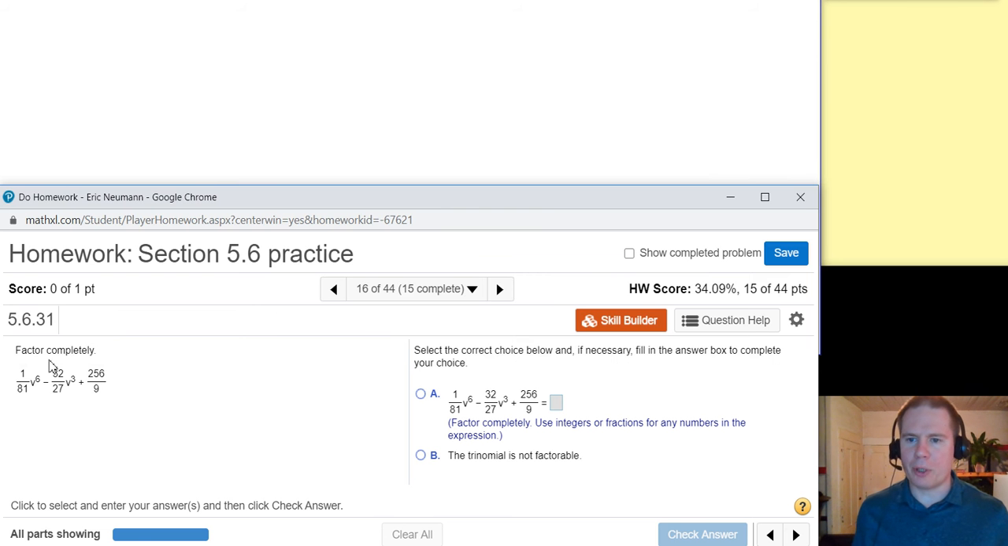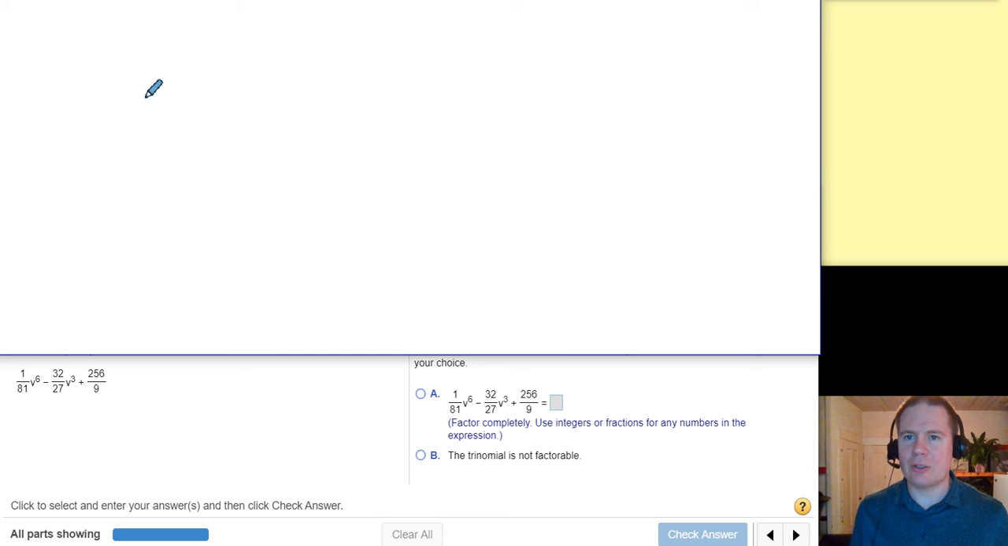Okay, so for this problem they want us to factor completely, but it's not clear. Usually when we're factoring, we're just dealing with whole numbers, with integers. Because, let's say for example, I have v squared minus 3, no common factors. Well, let me factor out a 3.